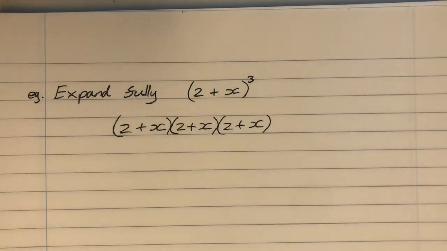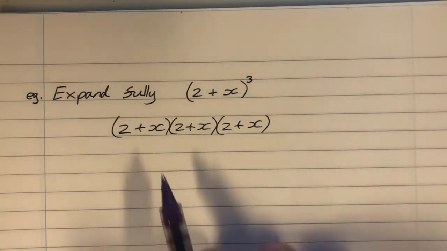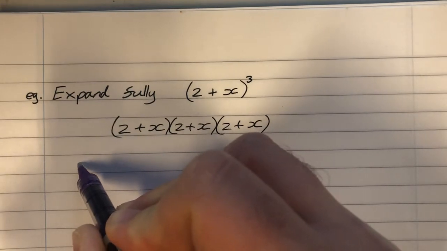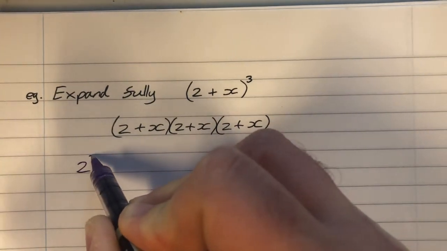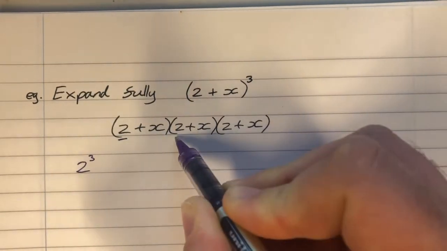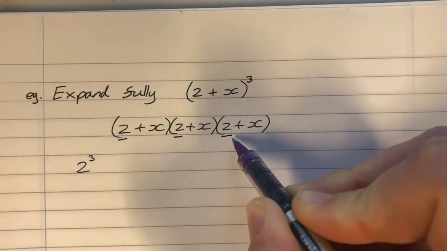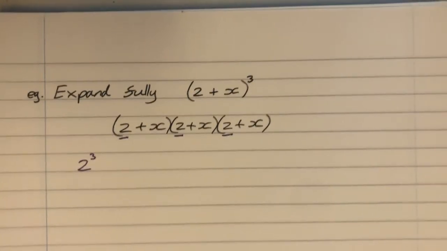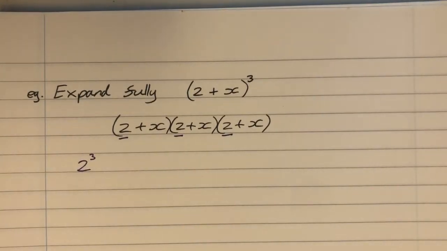Okay, what I'm doing here is I'm choosing r items from n. In this case, I'm going to be choosing r 2s, perhaps, from the 3 brackets I've got. So 2, 2, 2, so that's 2 cubed. If I'm going to choose the 2s, there's only one way to do it. Okay, 2 cubed. I've got to choose the 2 from the first bracket, the 2 from the second bracket, and the 2 from the third bracket. There's no other way to get just 2s in there. So there's only one way to do it.